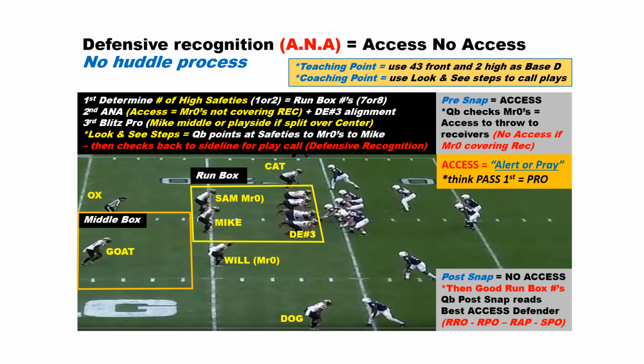Then we're going to go ahead and look at our receivers. Our slot receiver here to the bottom on the hash, our H-back, do we have access to throw them the ball or no access? This will determine, real simple, our run box numbers.